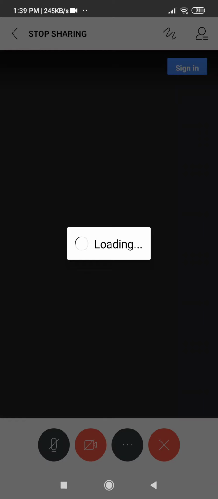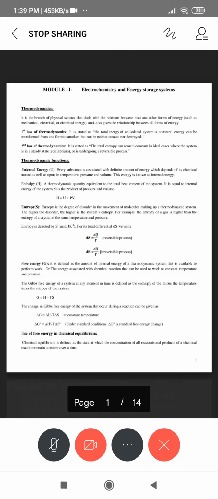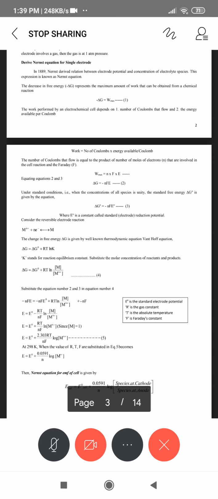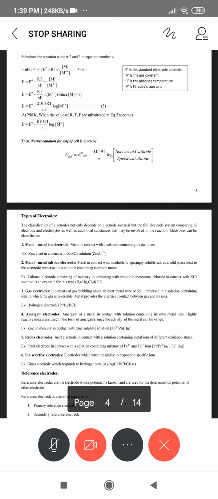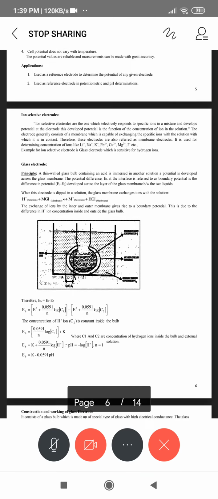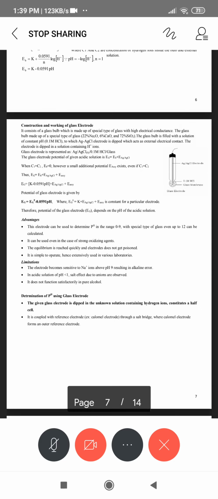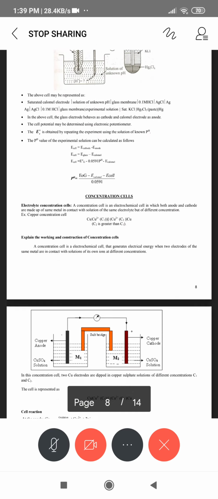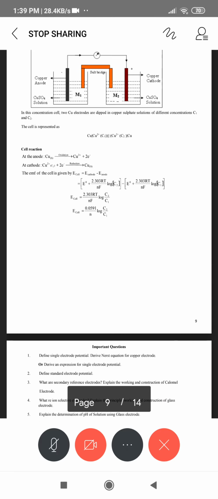So it is a device which converts chemical energy into electrical energy, which we call a galvanic cell or voltaic cell. Whether it is a galvanic cell or a voltaic cell, its work is to change chemical energy into electrical energy.